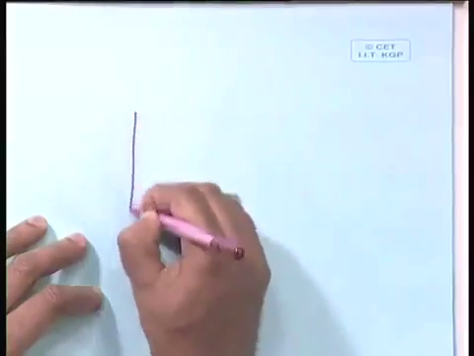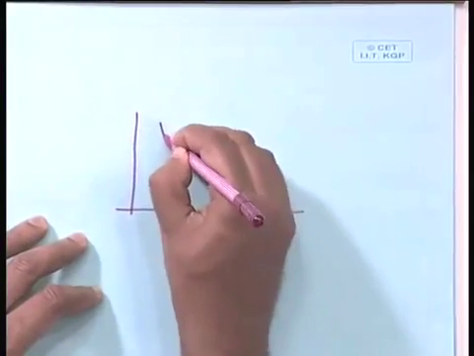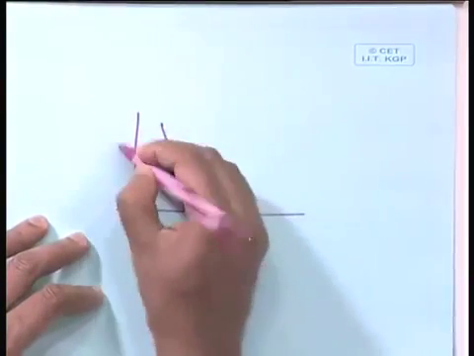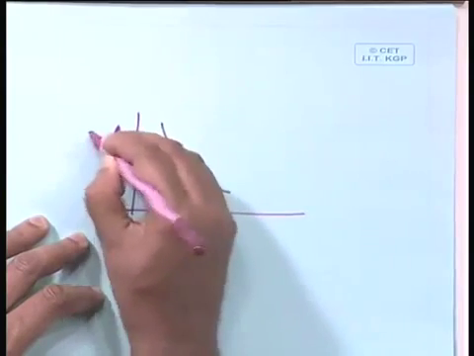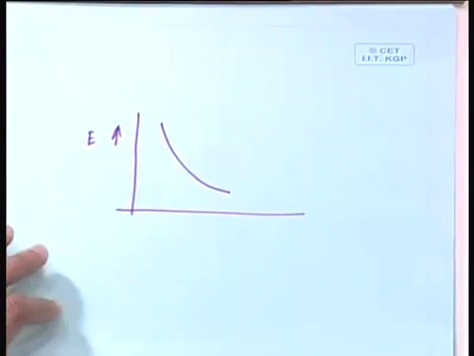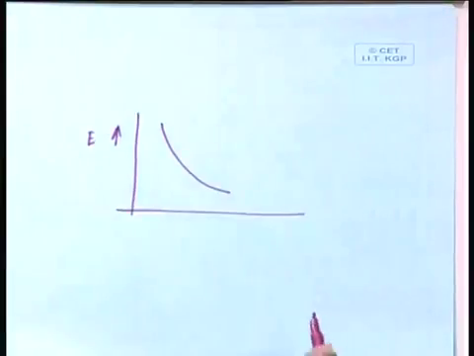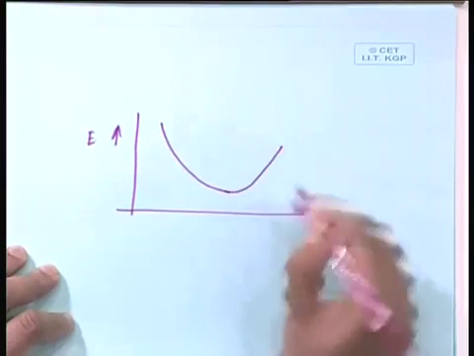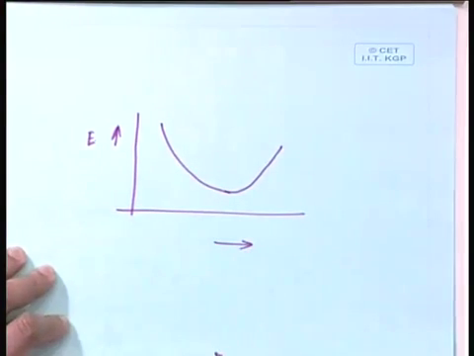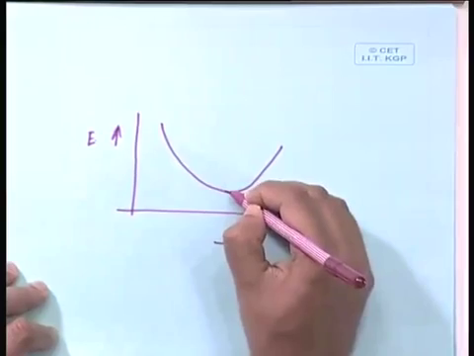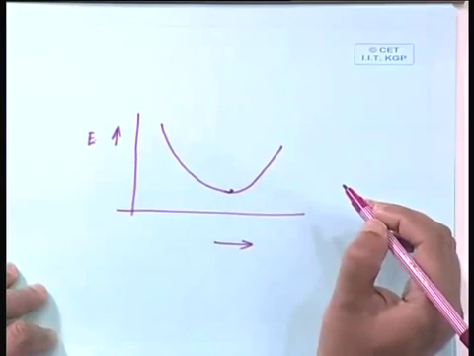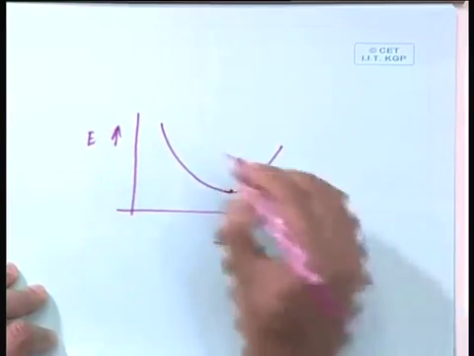In that case, our problem in 2D could be modeled as follows. Suppose we have a curve of E, where on this axis we are plotting E, and let us say that instead of two variables here, W20 and W21, we have only a single variable, which we have plotted in this direction. Now we are going to reach the minimum point over here.